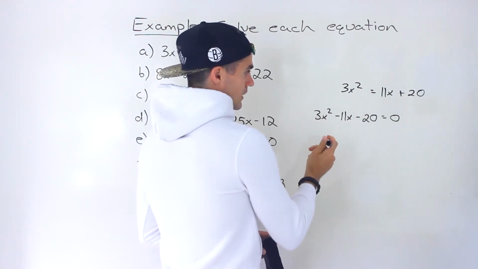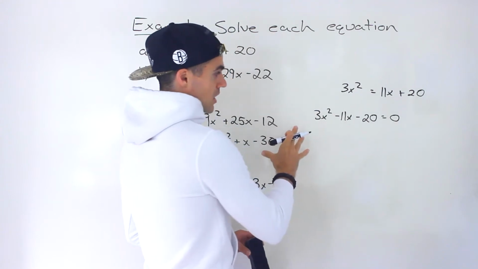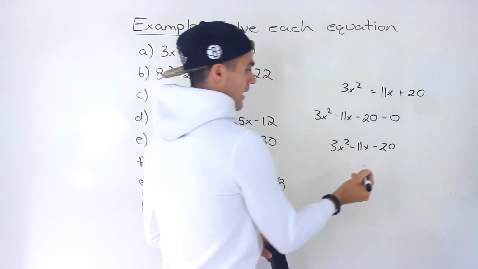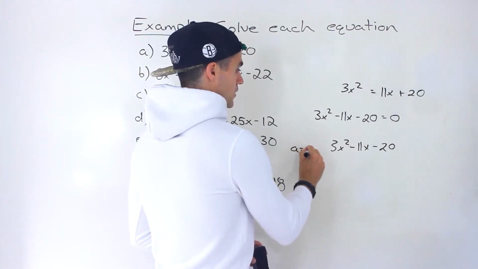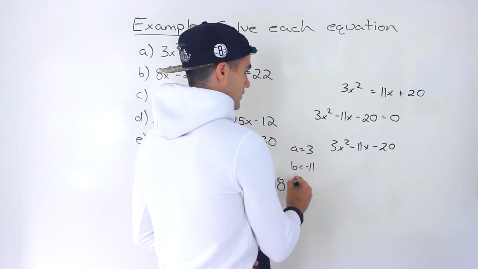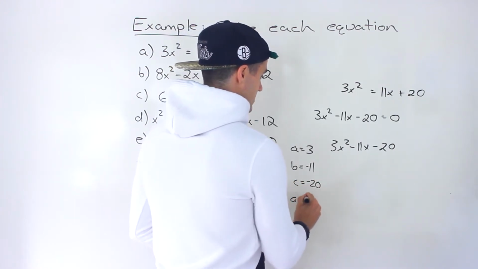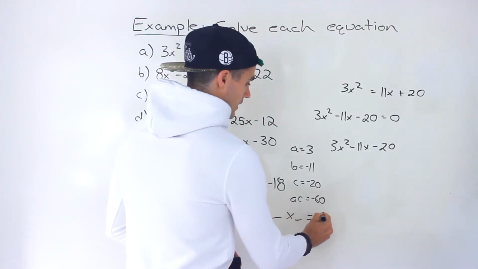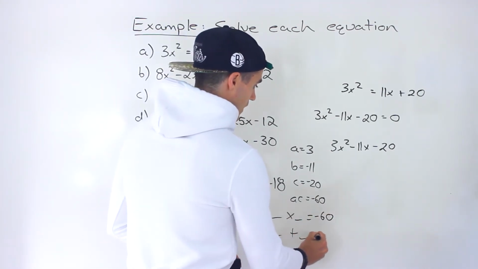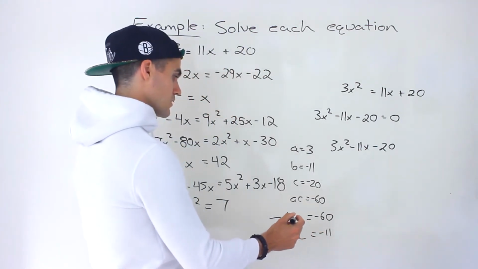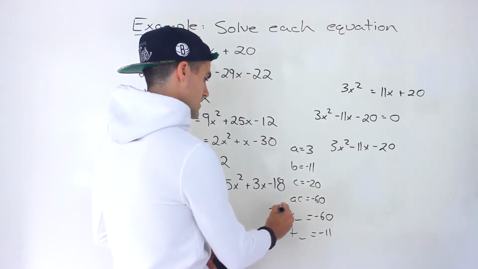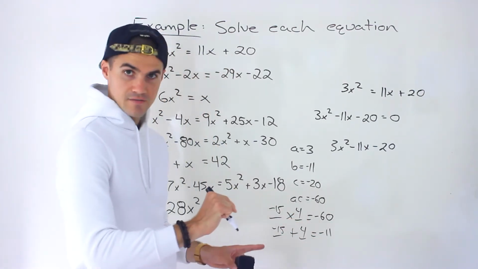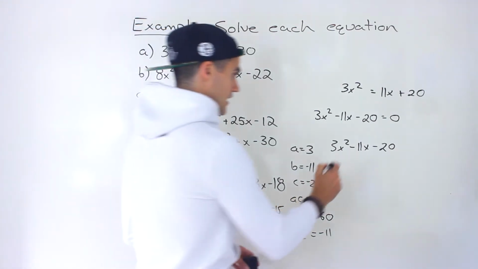And then from here, the first thing we always check is, can we take out a greatest common factor for 3x squared minus 11x minus 20? Notice that we can't. So let's see if decomposition would work. The a value is 3, the b value is negative 11, the c value is negative 20, so the ac value would be negative 60. Are there two numbers that multiply to negative 60 and add up to that b value of negative 11? Those two numbers would be negative 15 and 4. Negative 15 times 4 is negative 60, and negative 15 plus 4 gives us negative 11.